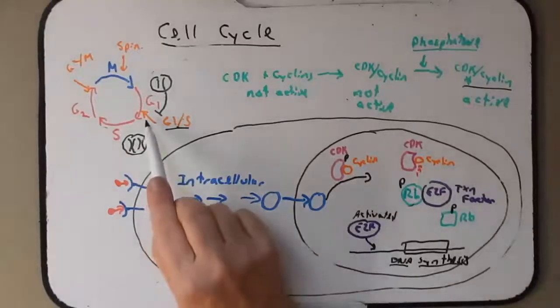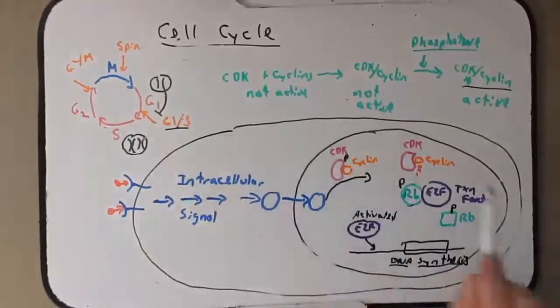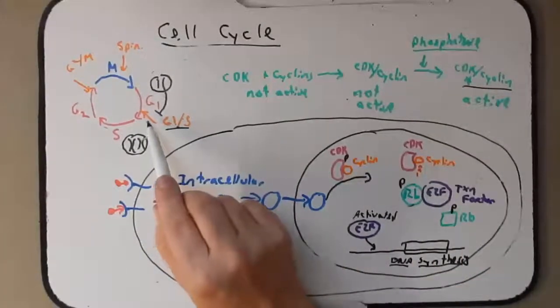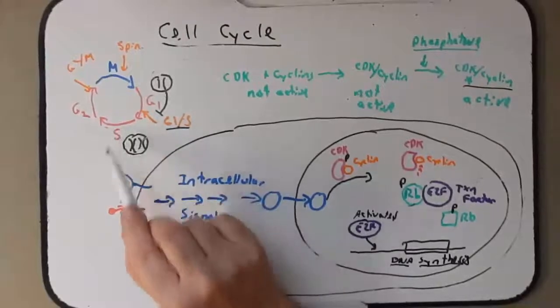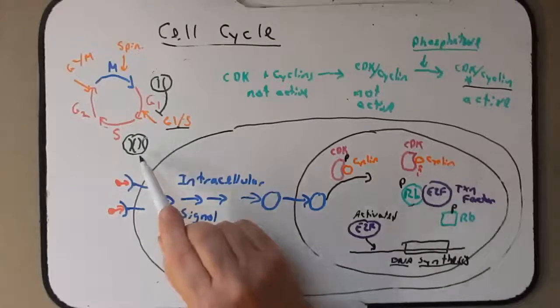So up to this point here, the cell is stopped. The cell receives these signals that say we need to make more cells. And through this long pathway I just described, the cell will immediately jump into S phase and begin copying the DNA, as we see here.